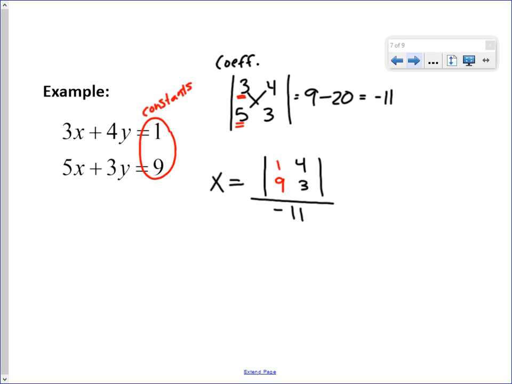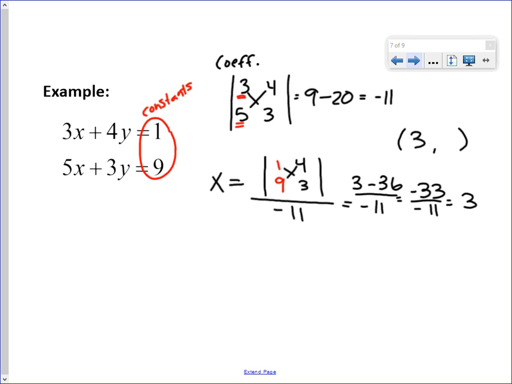Okay. Now I'm going to do another determinant on top. That would be 3 minus 36 divided by negative 11. That's negative 33 divided by negative 11, which is 6. So in my solution, I now know my x coordinate.